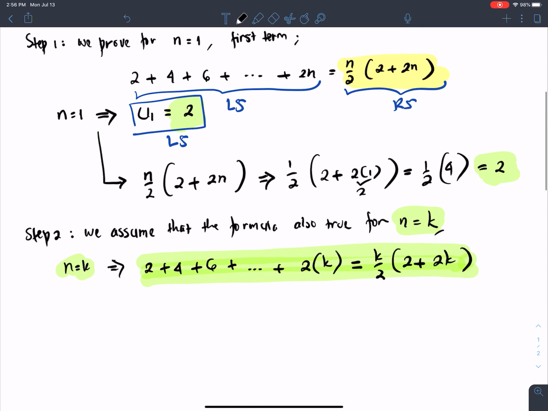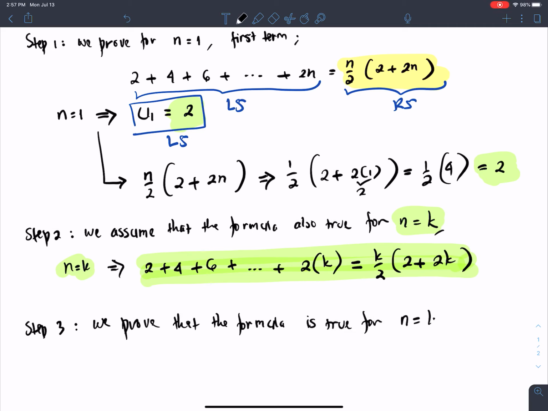Then we continue on step 3. Since we assume that this model is true, now we prove that the formula is true for n equal to k plus 1.